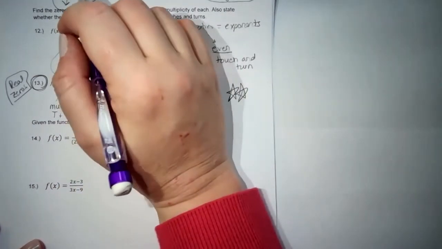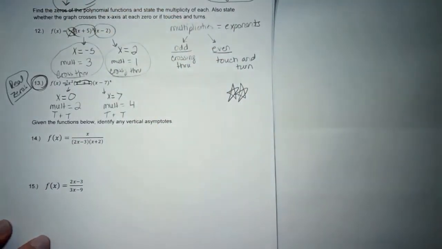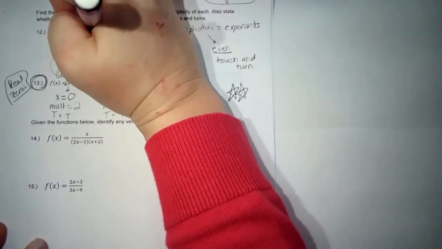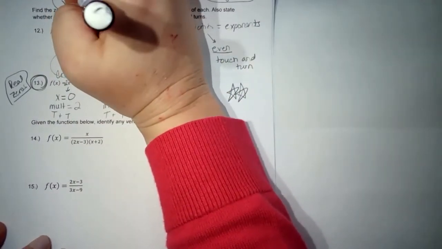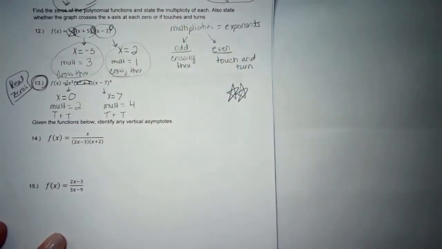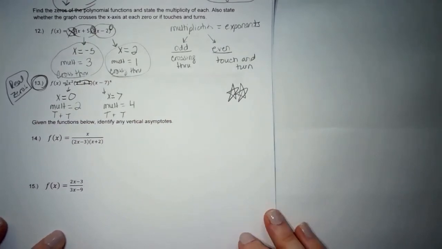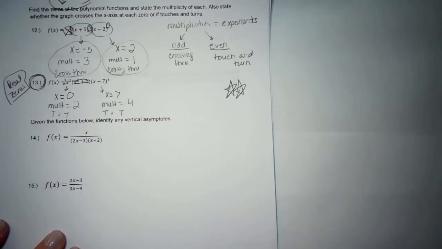Why is it not -3? Oh, because your multiplicities are always positive. It's just going to be whatever your little exponent is. That's it, so it'll always be positive. It's just whatever's sitting up there, and if you don't see anything, it's a 1. Okay. Anybody else? Good.